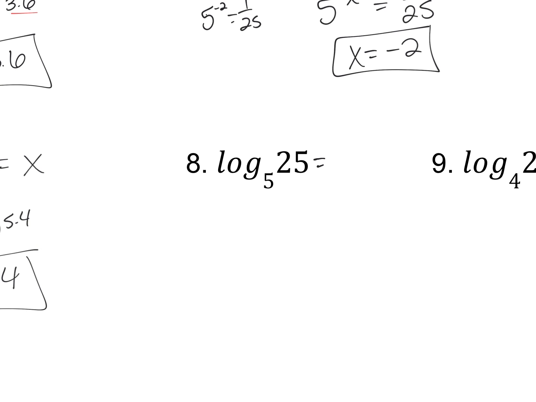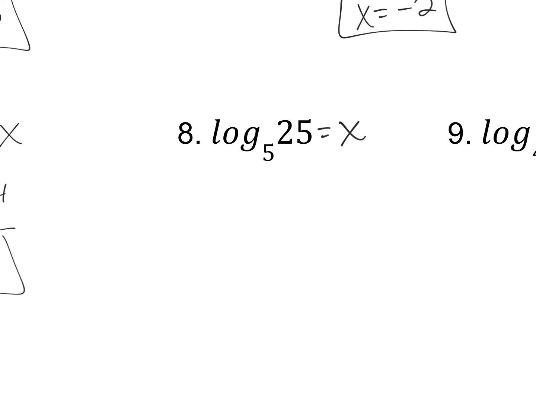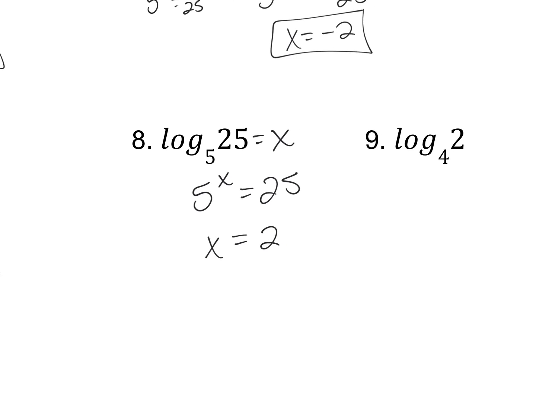Okay, log base 5 of 25 equals x. So rewrite it: 5 to the x equals 25. What does your x have to be? X has to be 2, right? Because 5 to the second power equals 25.